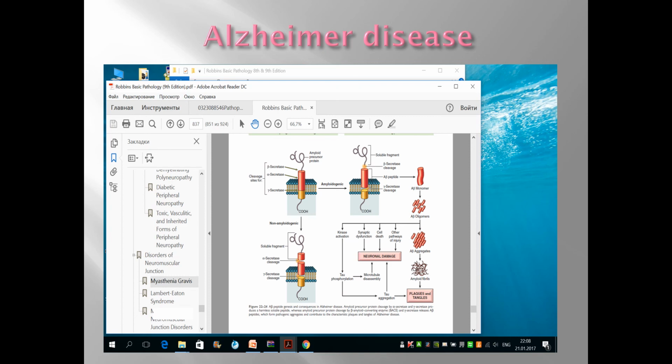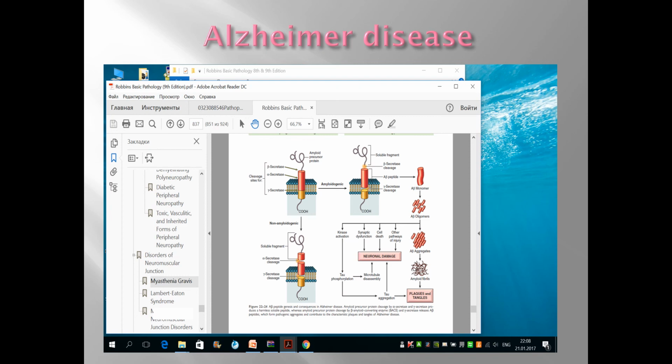Alzheimer's disease is a neurodegenerative disease of the central nervous system. This is a disease with hereditary predisposition. The basis of this disease is the accumulation of beta amyloid in the cells of the central nervous system, mainly in the cerebral cortex. Amyloid is formed as a result of disturbed cleavage, disturbed breakdown, of the transmembrane protein called APP, amyloid precursor protein. APP normally breaks down with the participation of three enzymes: alpha, beta, and gamma secretases.